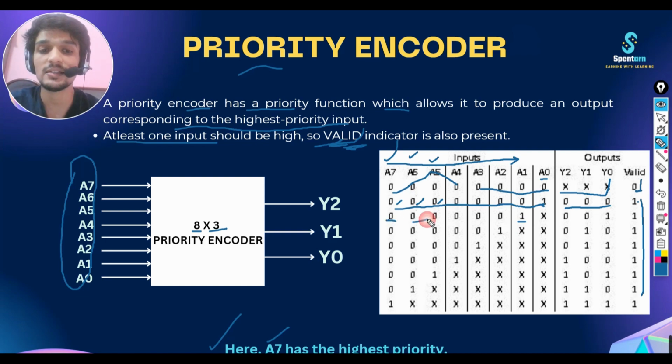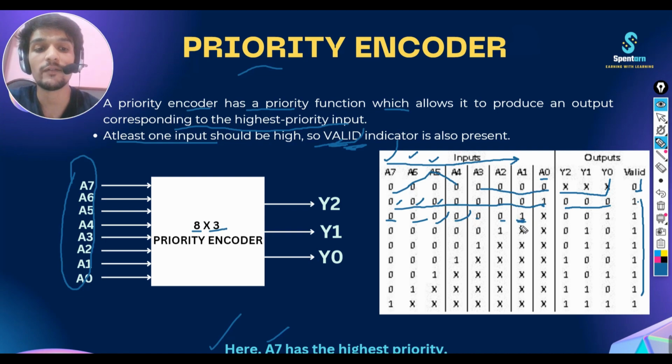A7 is 0, A6 is 0, A5 is 0, A4 is 0, A3 is 0, A2 is 0. Now, A1 is 1. It will stop here, right? It will not move to A0, because the priority of A1 is much higher than A0. Whatever the value is on A0, it will not consider that. It will consider only A1 now.